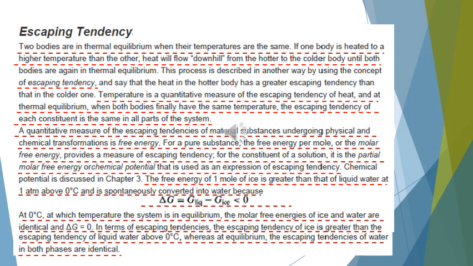So for pure substances, the free energy per mole, they call the molar free energy, while in the case of a solution, what we have is the partial molar free energy, or what we call the chemical potential. These are the expressions for the escaping tendency for pure substances and for substances in the solution state.